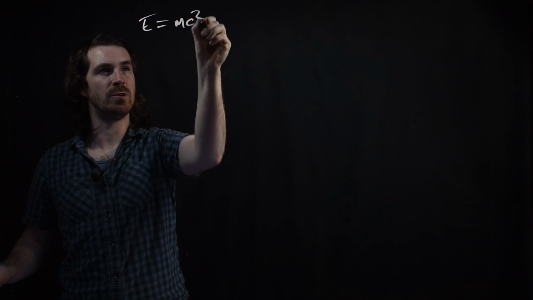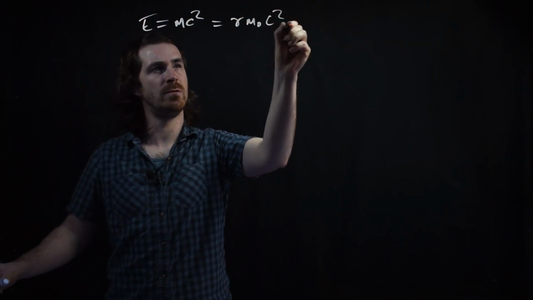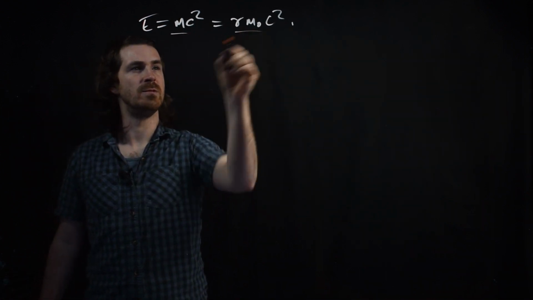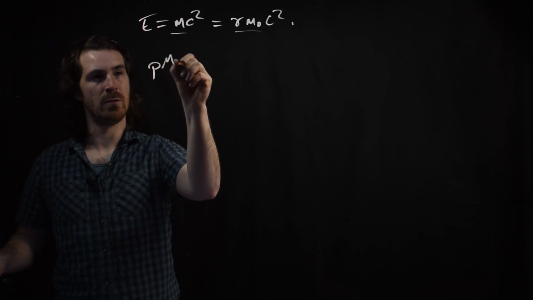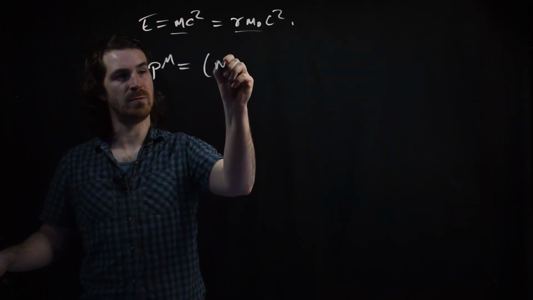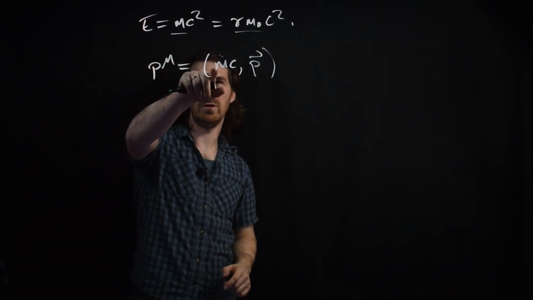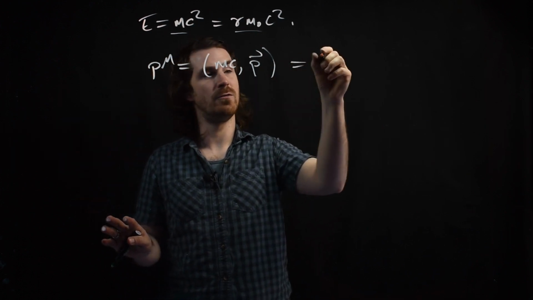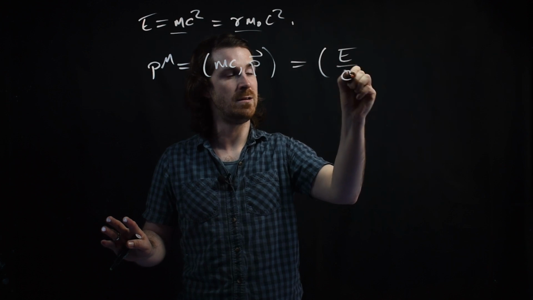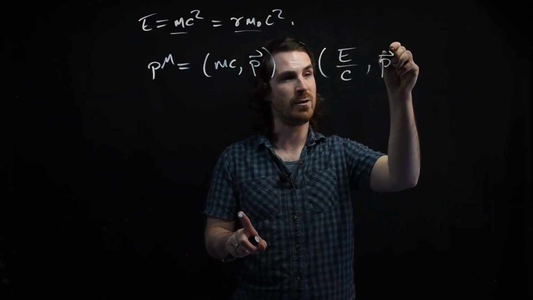Okay, so with E equals mc squared, and this is gamma m0 c squared, m is gamma m0. We can think about our four-momentum again. P mu is equal to mc p. But now we know that mc is just E over c, so it's usually helpful to write our four-momentum as E over c in the first, time-like component, and then the three-momentum p.